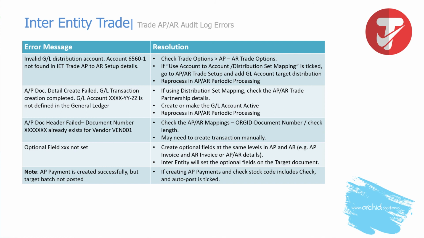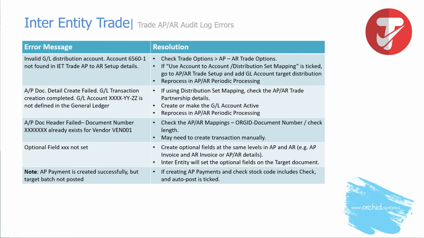We have discussed how some errors may be in the trade audit logs, but you may need to create a transaction manually to fix it, and that's, for example, if you cannot create an AP invoice because that vendor document already exists. Another type of error which is not in the error log is when the AP payment is created successfully, but we cannot automatically post the target batch in AP because the check stock code includes check and requires the check to be printed successfully before the batch can be posted.